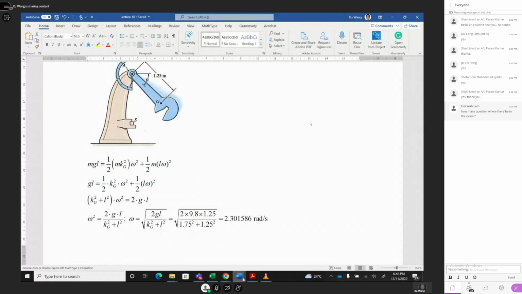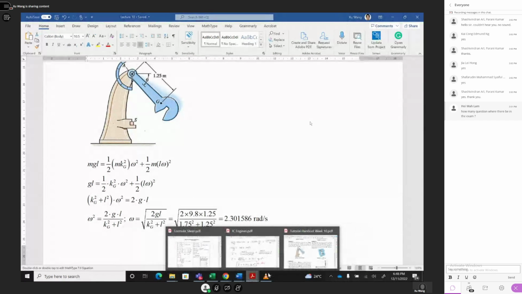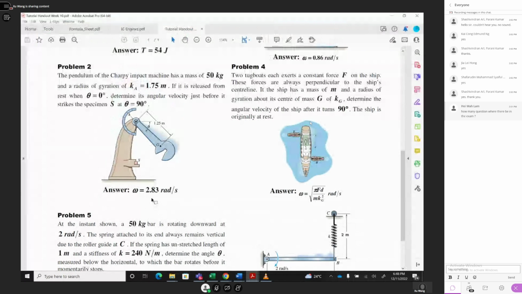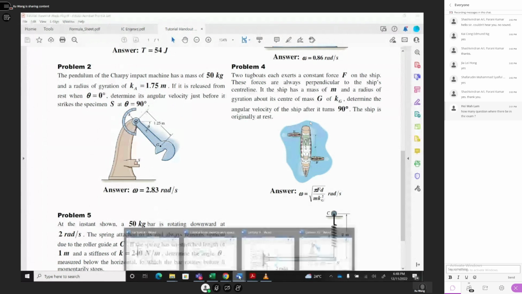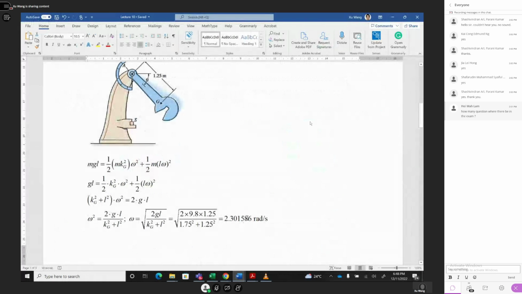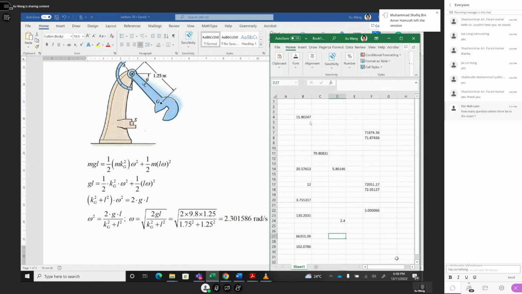So what we get is 2.70. 2.70, a little bit different, 2.83. I get a little bit different from him. We can double check if the calculation is right or not.